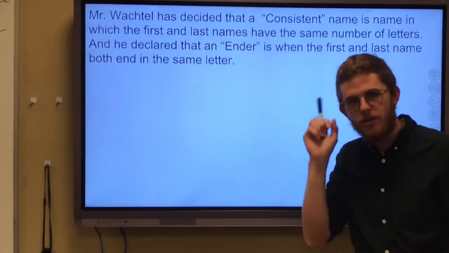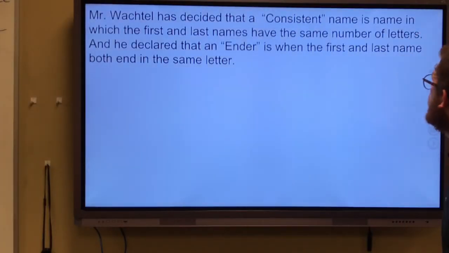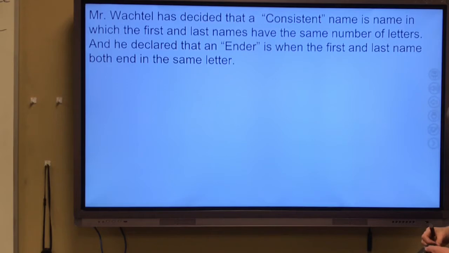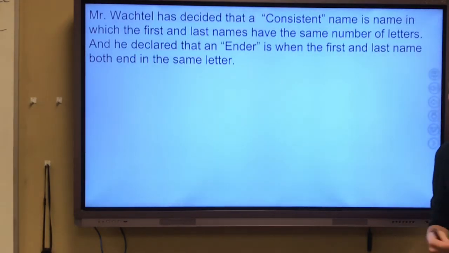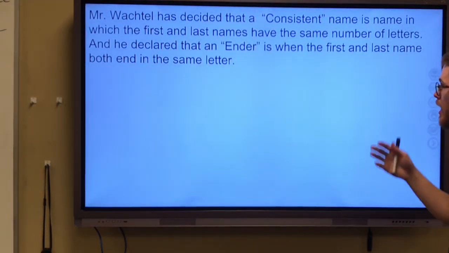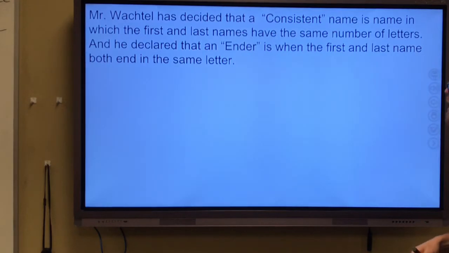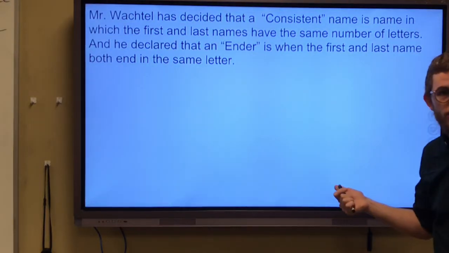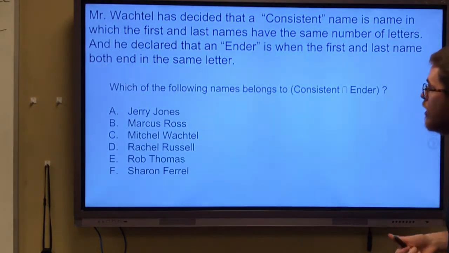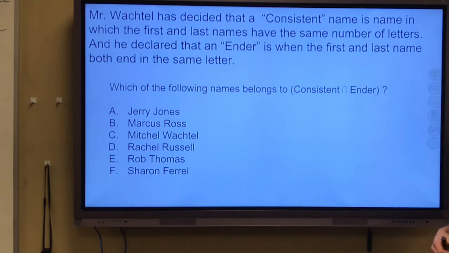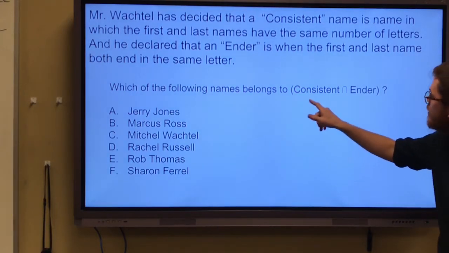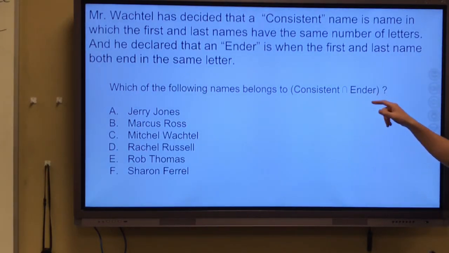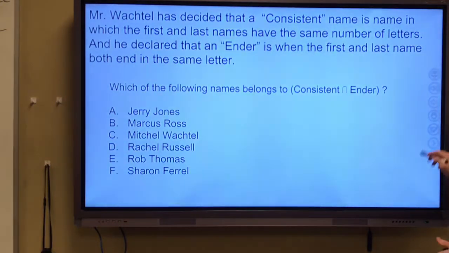So here's our situation. I have decided that a consistent name is a name in which both the first and last names have the same number of letters. And I've declared that an ender is when the first and last name both end in the same letter. So here's the situation we're dealt with. All right, so which of the following names belongs to consistent intersecting ender?